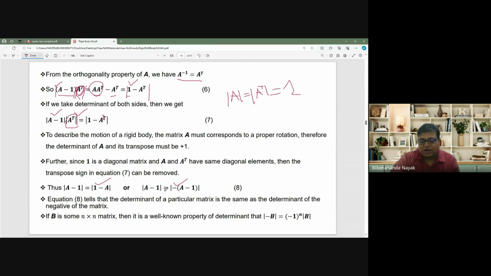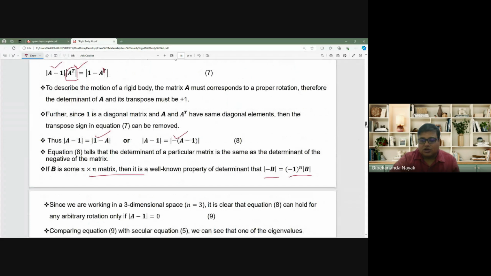is the same as determinant of minus B. But we know from the matrix property that the determinant of minus B is minus 1 to the power n times determinant of B. That means here n is equal to 3. So determinant of (minus 1 minus A) is equal to (minus 1) to the power 3 times determinant of (A minus 1). Minus 1 to the power 3 is minus. So determinant of (A minus 1) is equal to minus of determinant of (A minus 1).